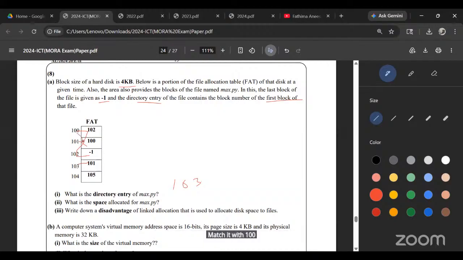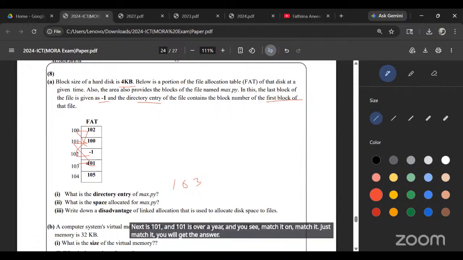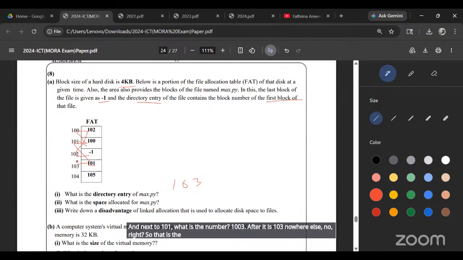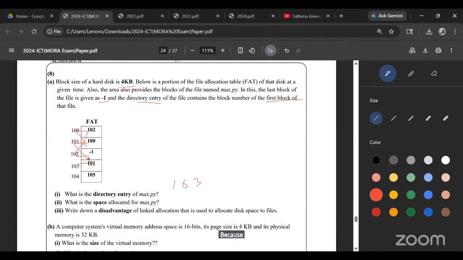100, go and find 100 is here. Next to 100 it is 101, and 101 is over here. Just match it, you will get the answer. And next to 101, what is the number? 103. After this 103, anywhere else? No, right? So that is the first block, because -1 is the last block and we traced it backwards, so that is the first block, 103.